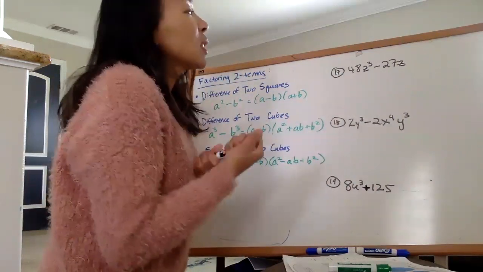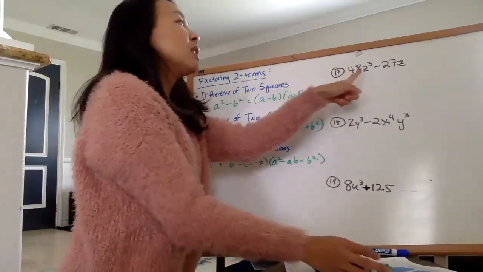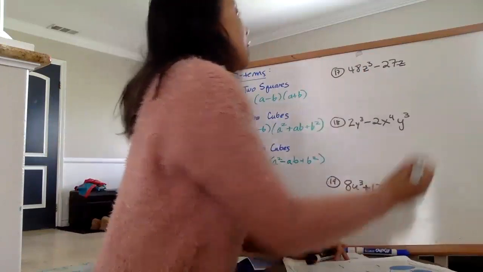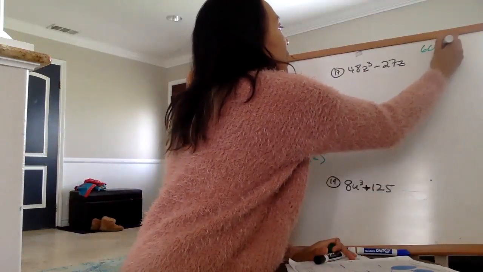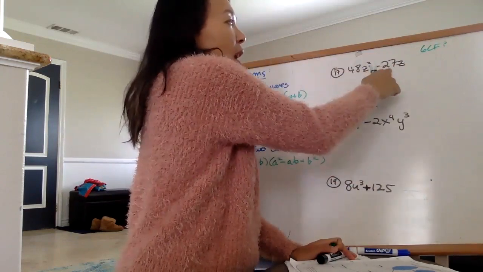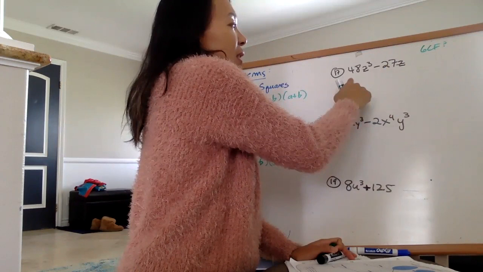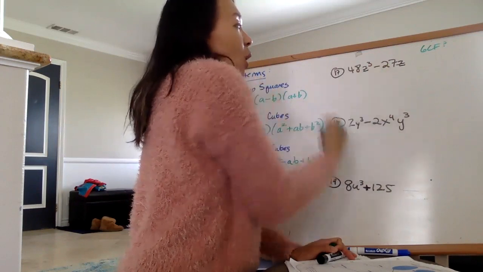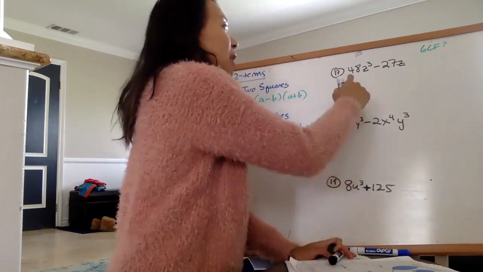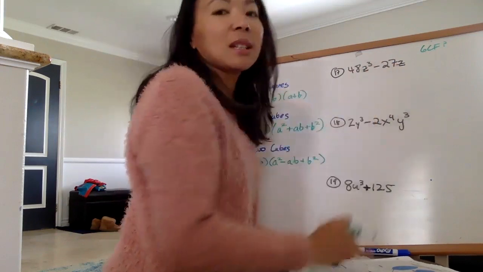All right, so let's look at number 17 here. First I ask myself, is there a GCF? So is there a GCF here? 48 and 27. This is an odd number, this is an even. So right now they don't have anything in common off the top of my head, so the answer is no. And I see there's a z cubed and a z.